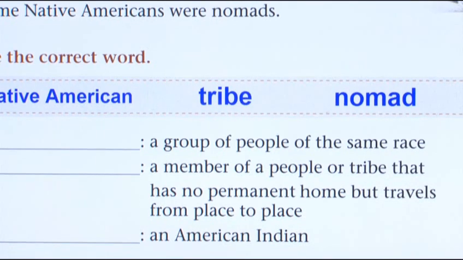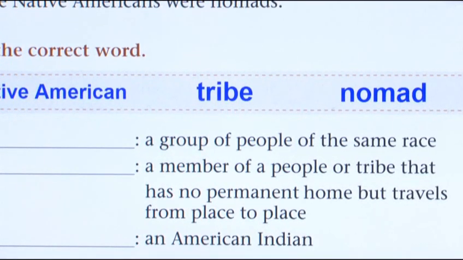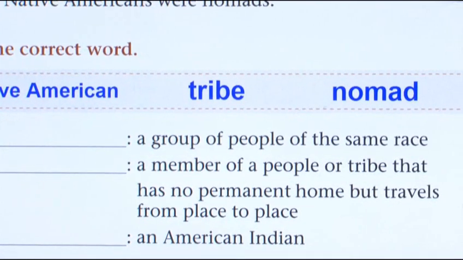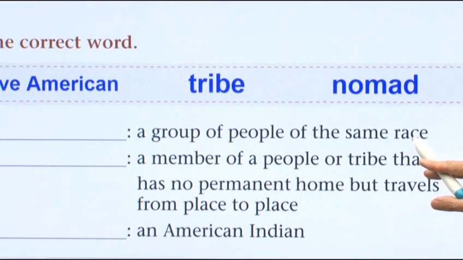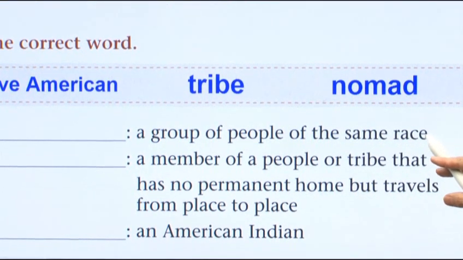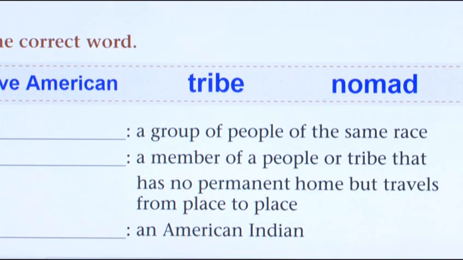A, a group of people of the same race. Do you know same race? Same kind of people. B, a member of a people or tribe that has no permanent home, but, hint, travels from place to place. There's a hint, travels from place to place. C, an American Indian.